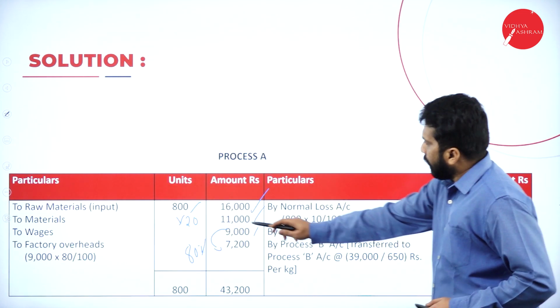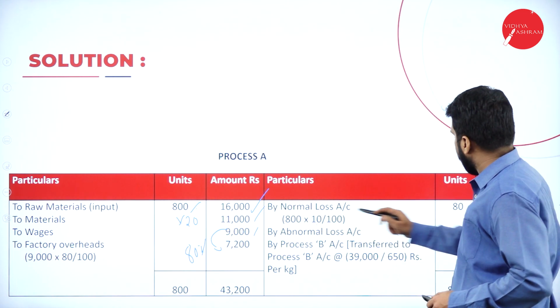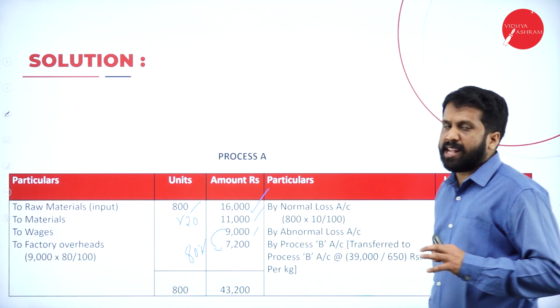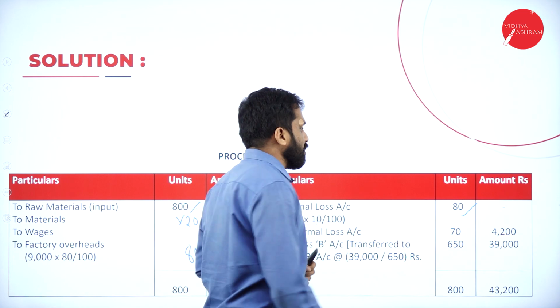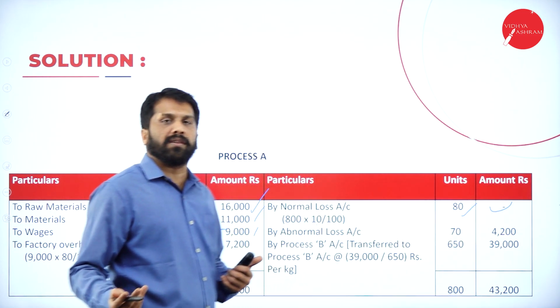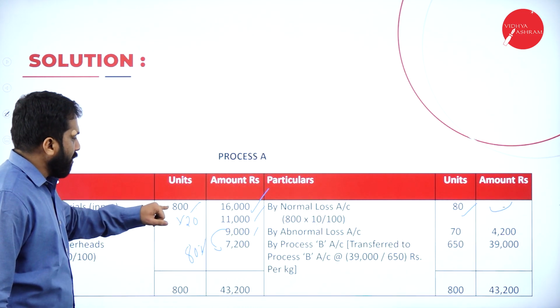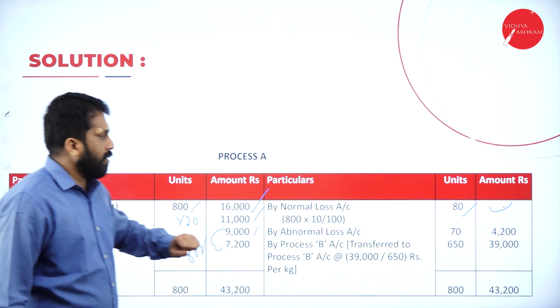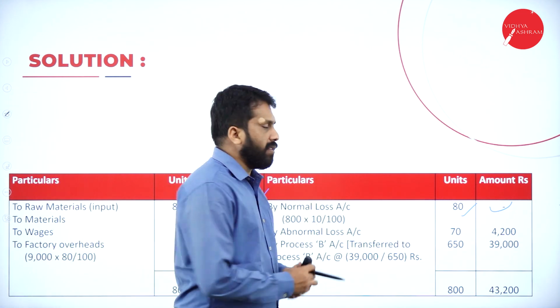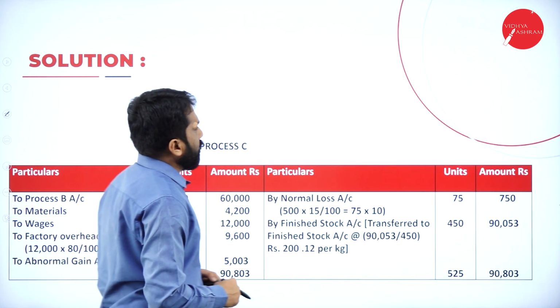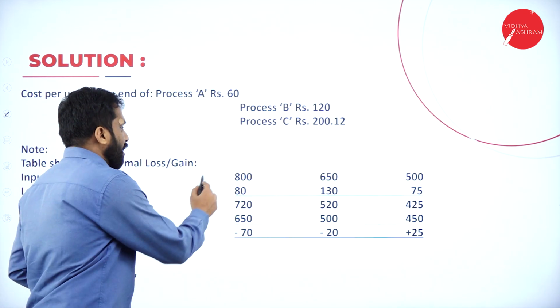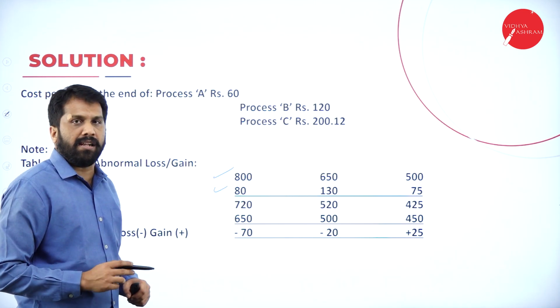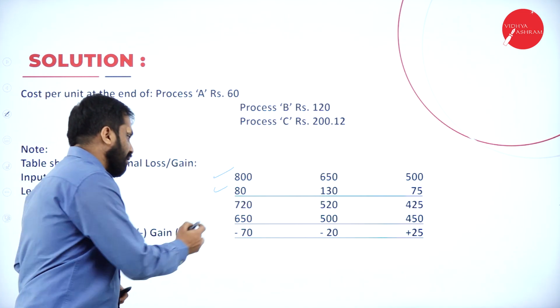Normal loss, how much have they given? 10%. See, 800 into 10% is 80. Is any scrap value given? No, it is 0. Hope you understood. Now you have 800 units. Your normal loss is 80. I'll show you the working out, it will be easy for you. See, 800, your normal loss is 80. What is your expectation? 720.